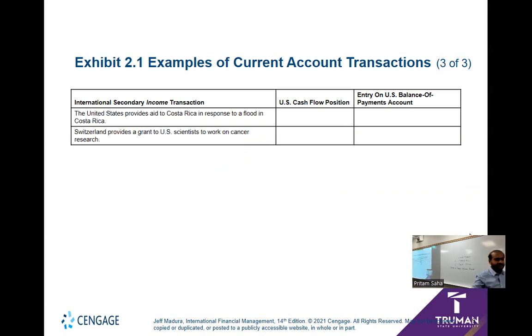Let's look at these two examples of secondary income. Inflow for grant. Yes, so you're in good shape.